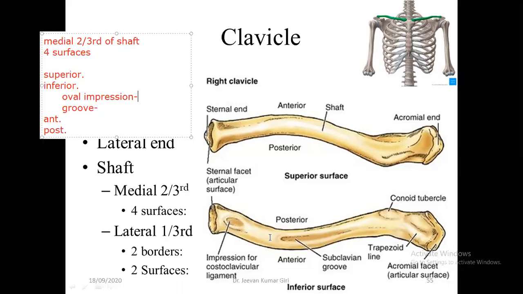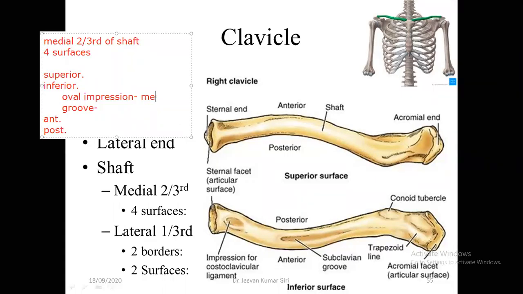They have turned the clavicle upside down. So now this is the inferior surface. Now see here, in the inferior surface you can see two features. Here is one oval impression, and next one groove is there. So on the medial part you will find the oval impression.